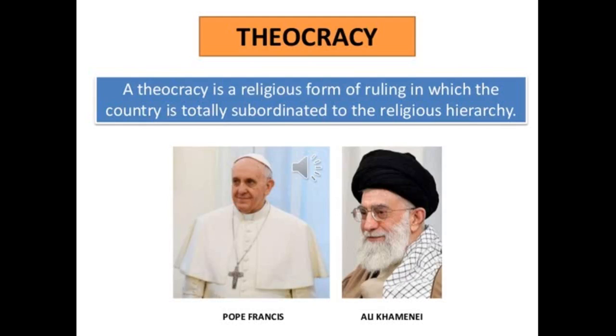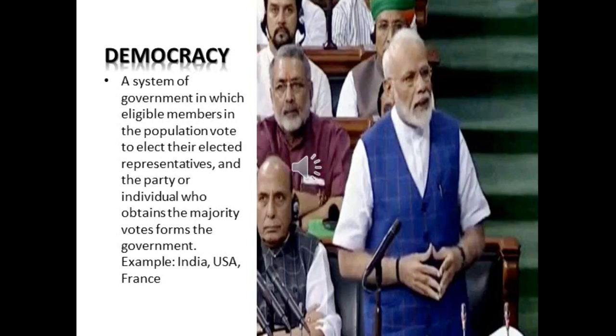You can see in this picture Pope Francis, the present day Pope. And the next picture, who was he? Mr. Al Khamenei, the ruler of an Arabian country, a Muslim ruler. Such a government, which controls the country based on religious principles, is called a theocracy. The best example is Vatican City.